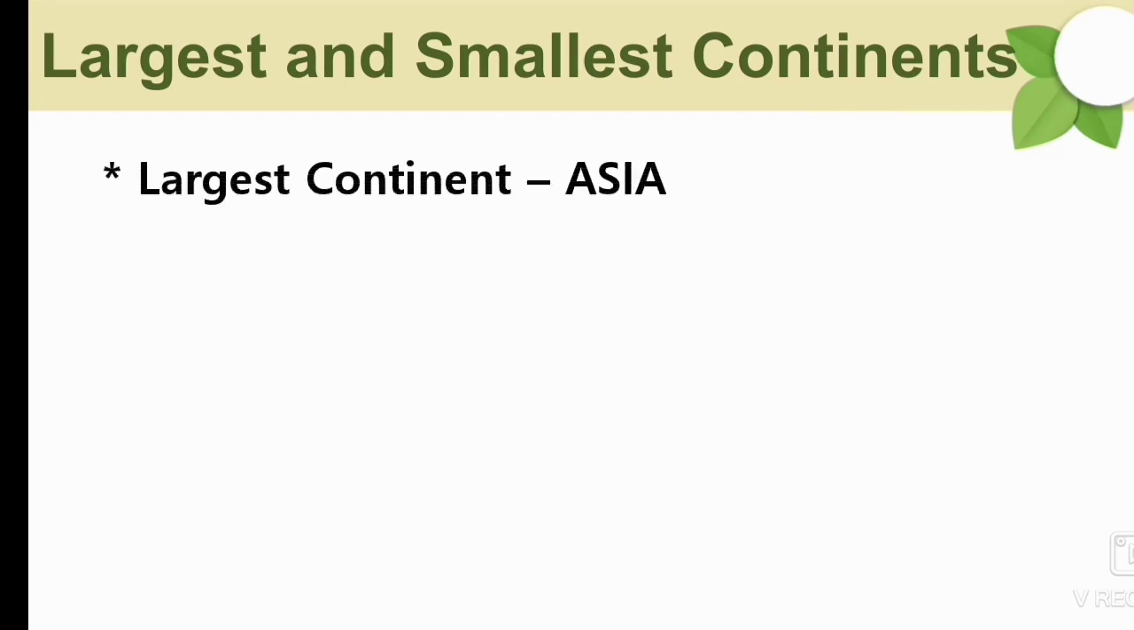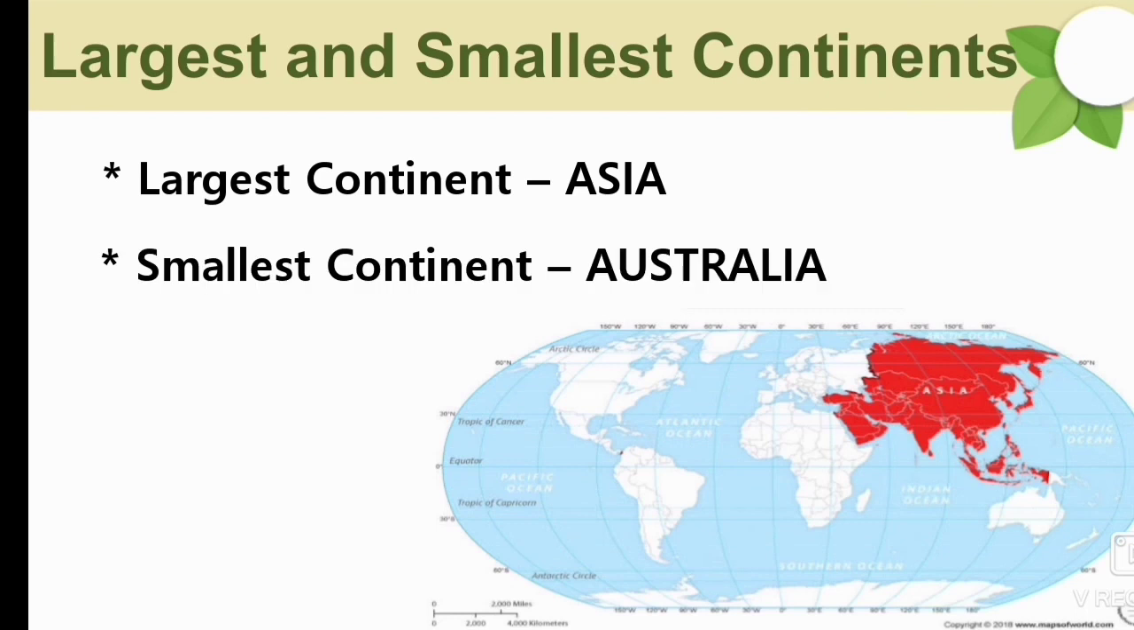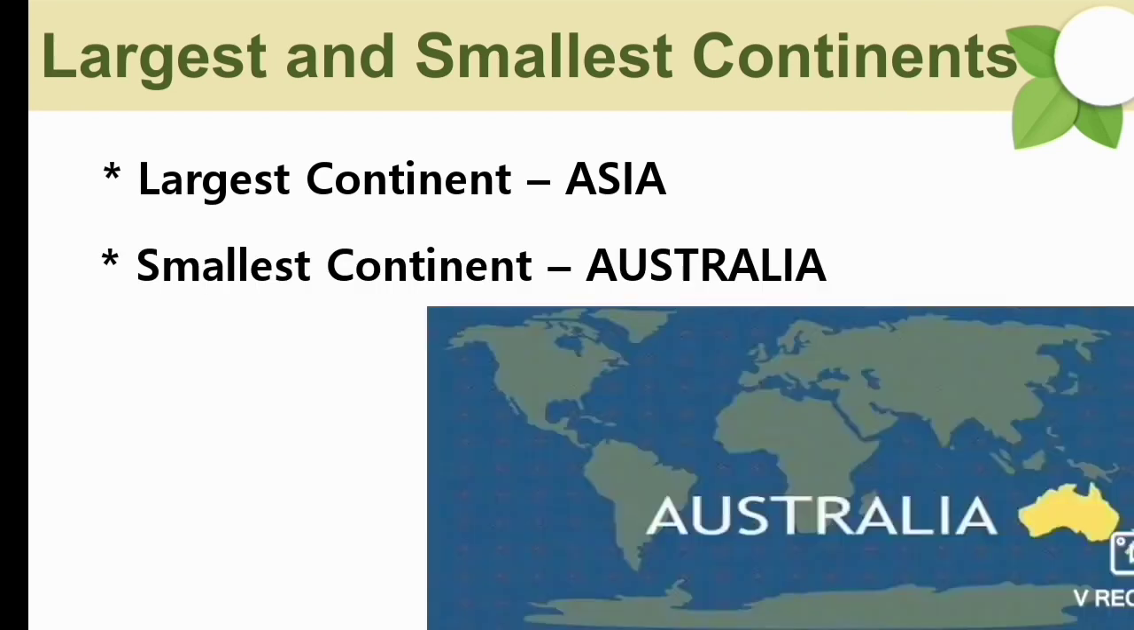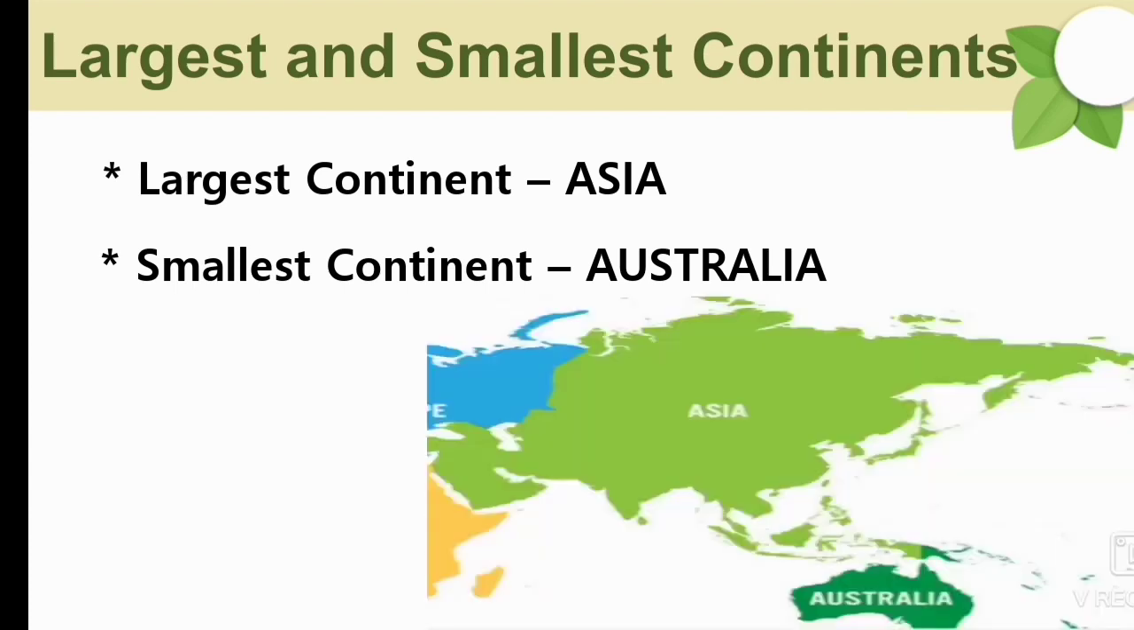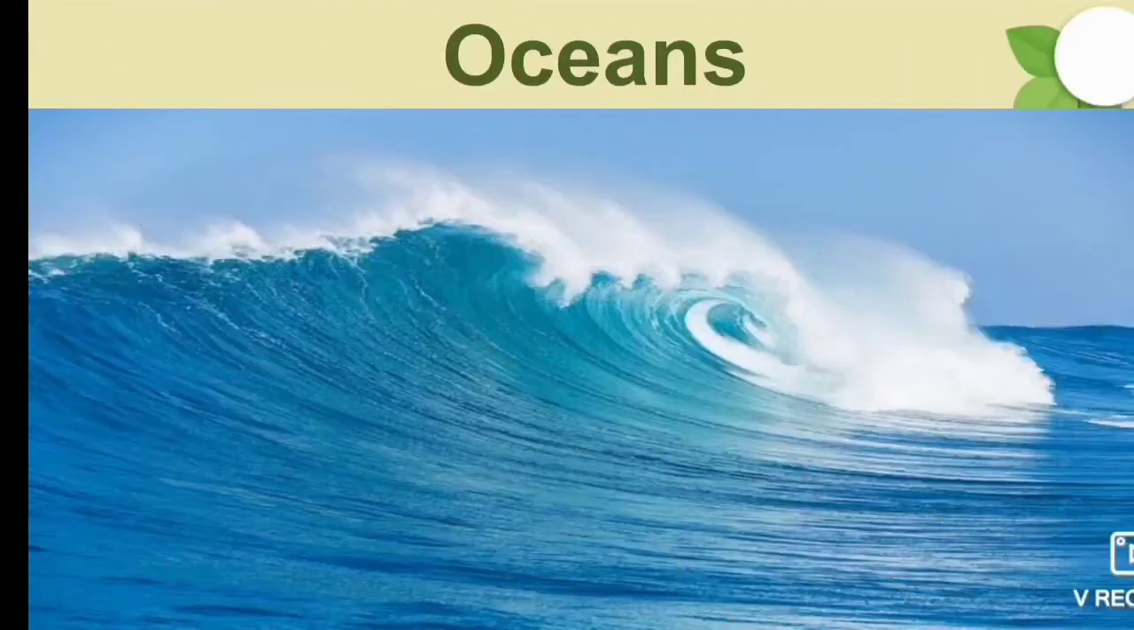According to the size, the largest continent is Asia and the smallest continent is Australia. Once again I repeat, students, Asia is the largest continent and Australia is the smallest continent. Next we can learn about oceans.